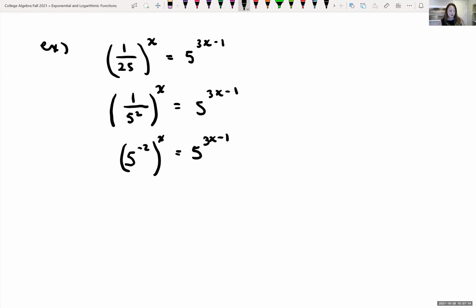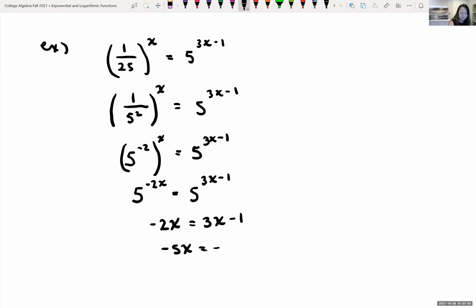Rules of exponents, power to power is multiplication. And so the left-hand side we can rewrite as 5 raised to the negative 2x power equals 5 raised to the 3x minus 1 power. So we've manipulated this so that the bases are the same. And so now we can use that rule and set the exponents equal to each other. So we have negative 2x is equal to 3x minus 1. So let's subtract 3x on both sides to get x to one side of the equation and the constant to the other. So we get negative 5x equals negative 1. Divide through by negative 5, we get x equals 1/5.